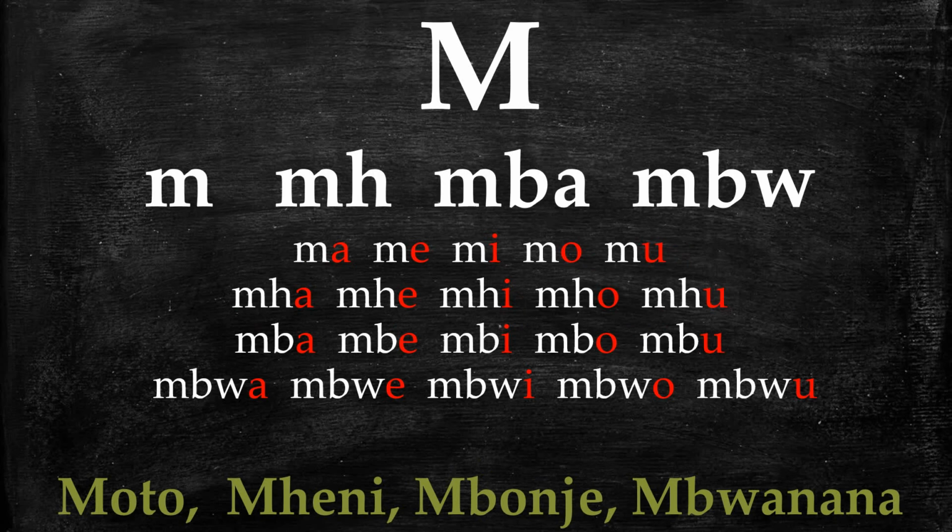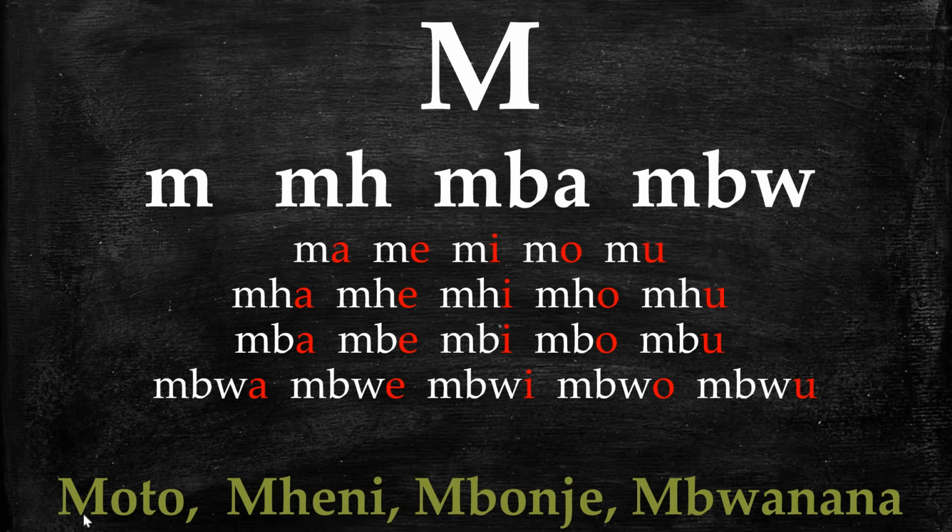M is for M, MH, MB, and MBW. M is pronounced ma, me, mi, mo, mu. MH is ma, me, mi, mo, mu. MB is mba, mbe, mbi, mbo, mbu. MBW is mbra, mbwe, mbri, mbgo, mbgu.